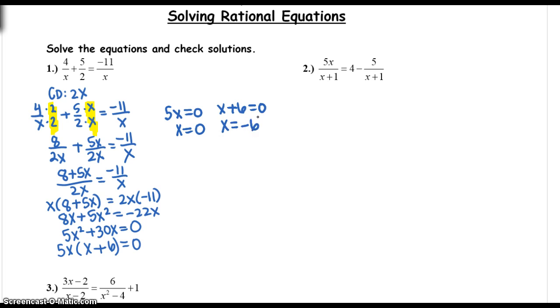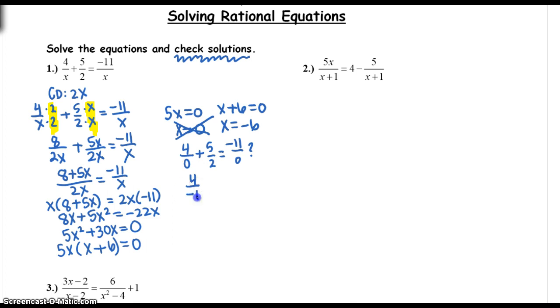All right? And this seems pretty easy, pretty straightforward, but you always have to check your answers. It's very, very important because what can happen is you could get a 0 in a denominator. So what I would do is take this and substitute it in. So is 4 divided by 0 plus 5 halves equal to negative 11 over 0? And you better say no, because can we really divide by a 0? No, we can't. So goodbye. See you later. You're not going to work.